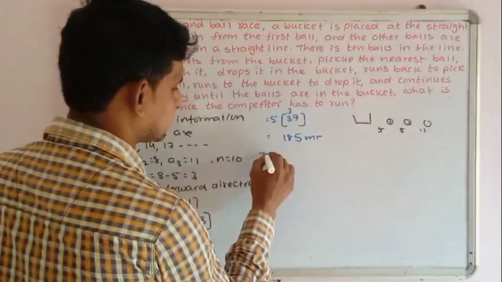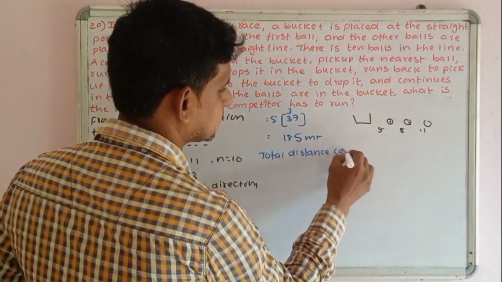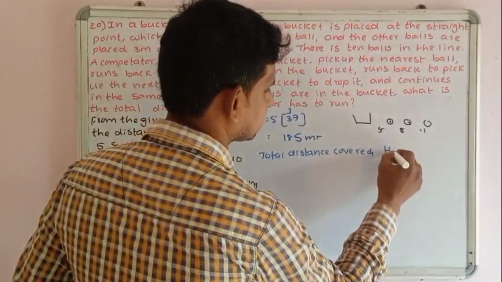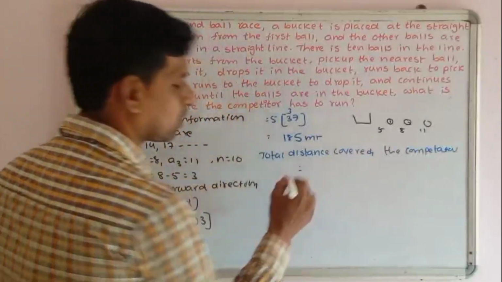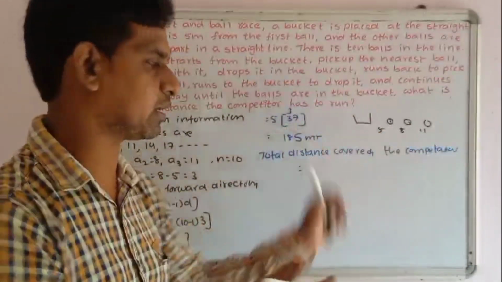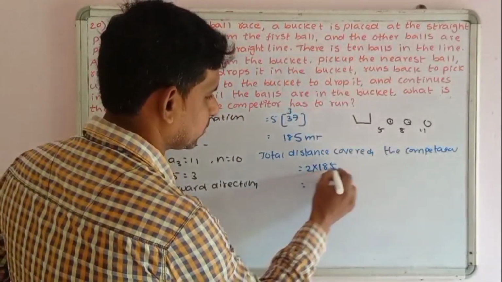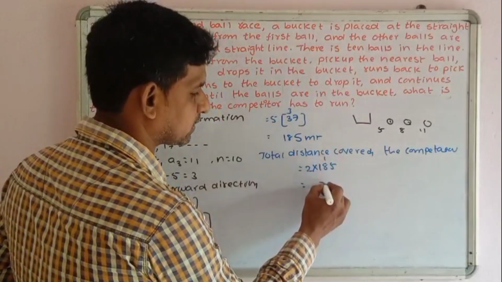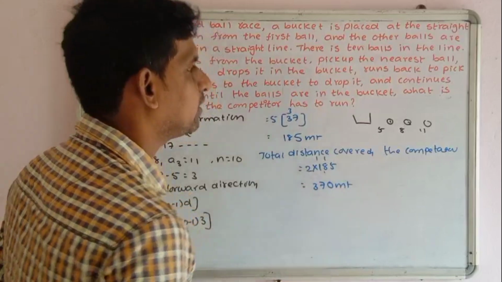Total distance covered by the competitor: total distance means 2 times, since she runs, picks the ball and keeps it in the bucket. So 2 times 185. 2 5s are 10, 2 8s are 16 plus 1, 17, 2 1s are 2, 2 plus 1 is 3. So 370 meters.